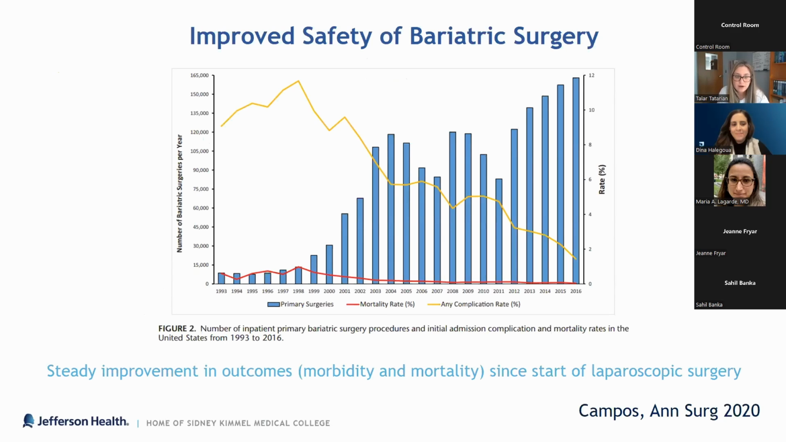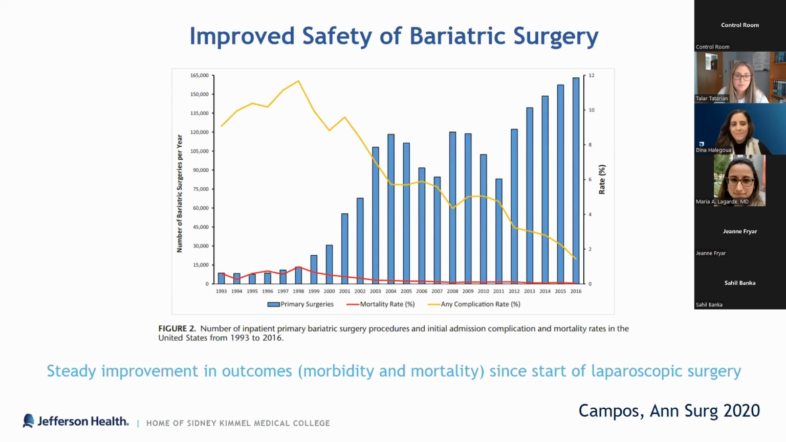So if we look at this graph, the blue bars represent the rise in bariatric surgery since the early 90s. As of 2016, there were about 165,000 bariatric surgeries performed a year. Currently, we're well over 200,000 a year. The yellow line shows any complication that occurred after surgery, and the red line shows what we call the mortality rate, or patients that died after surgery within those 30 days.